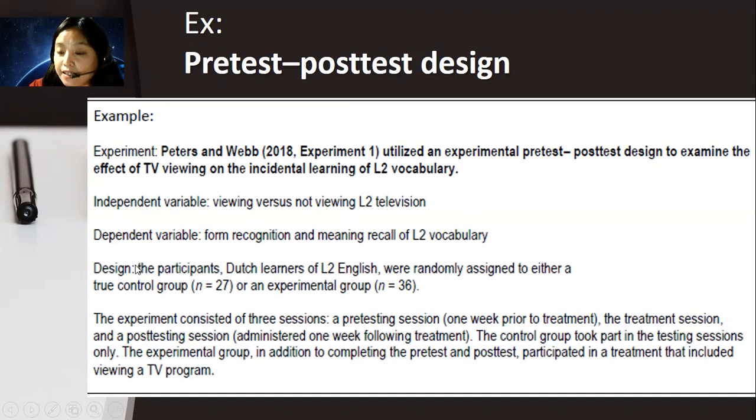As for the design, the participants, Dutch learners of second language English, were randomly assigned to either a true control group or an experimental group. The experiment consisted of 3 sessions: a pre-testing session one week prior to treatment, the treatment session, and a post-test. This can be found in our material.